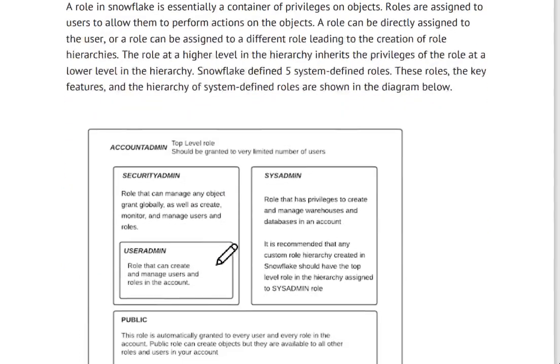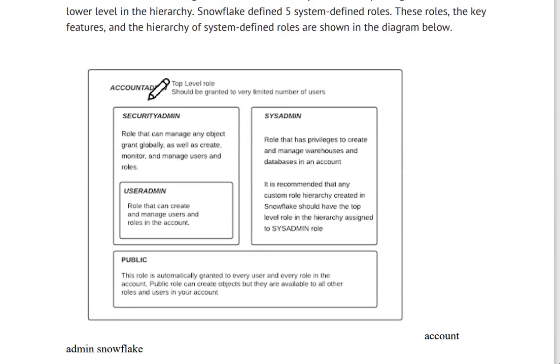So to understand the hierarchy, account admin is the top level role, then we have the security admin and sysadmin, which come under account admin. Then inside the security admin we have the user admin, and then we have the public. This is the default role. This role is automatically granted to every user and every role in the account. Public role can create objects, but they are available to all other roles and users in the account.